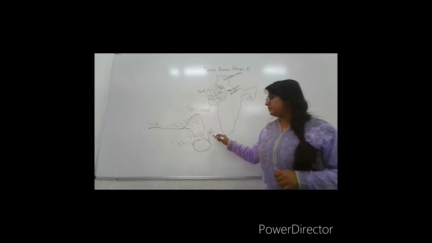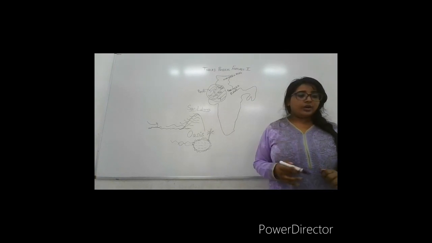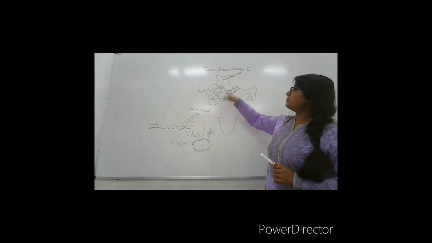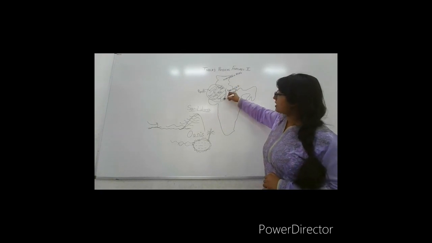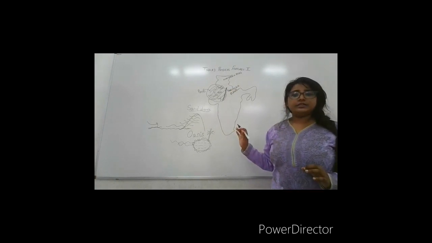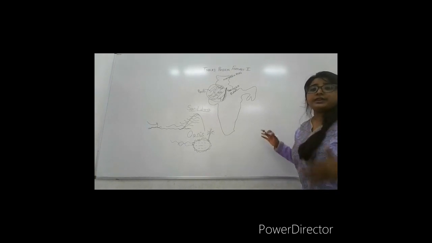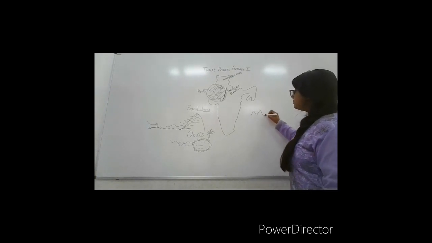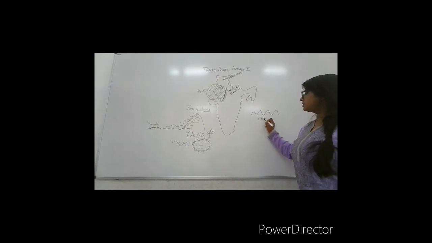So we understood oasis and sand dunes. Now we need to know more about the location here. We see the Aravallis here. These are ranges. What do we mean by ranges? A chain of mountains or a chain of hills is known as a range.